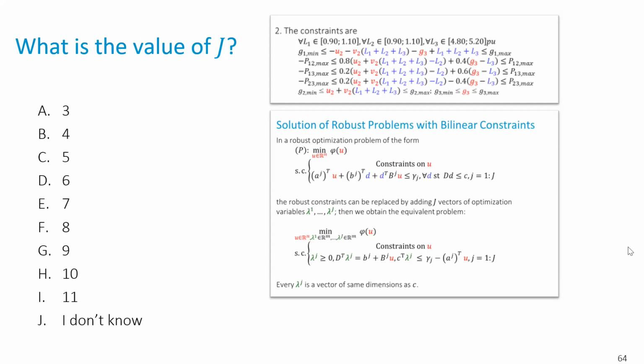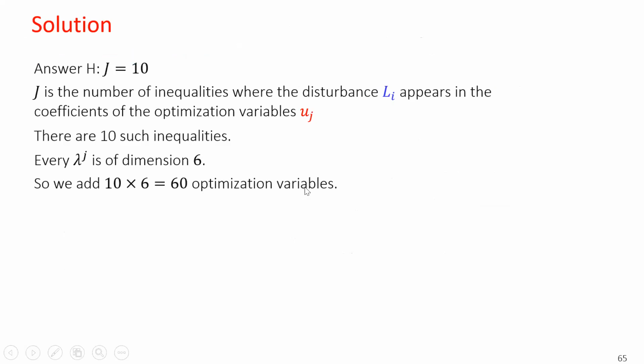H is the correct answer, 10. We have 10 inequalities that have this bilinear combination of the disturbance and control variables: 1, 2, etc. 1, 2, 3, 4, 5 times 2, that gives 10 inequalities here. So we need to add 10 vectors of dimension 6 each. Right? So we add 60 additional optimization variables. That's the price to pay here for removing those disturbances.